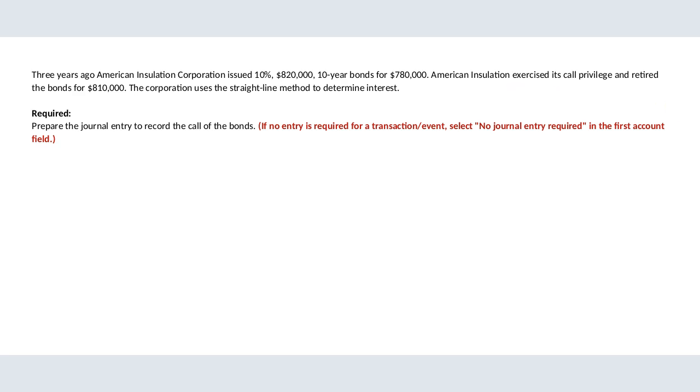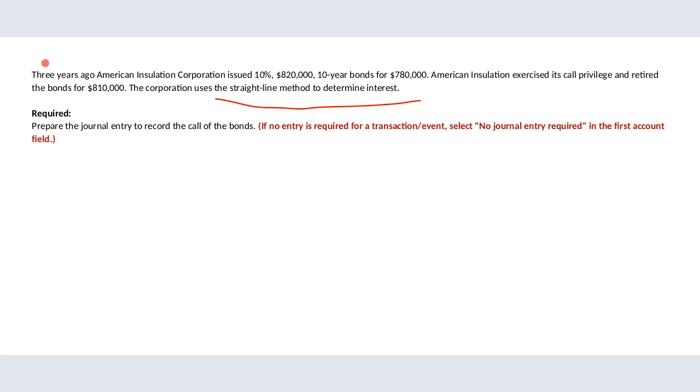Okay. And this story has a twist. The twist is that we're using the straight line method. I know I have stressed the effective interest method because I think that if you know the effective interest method, straight line is very easy, okay? Because effective interest is very difficult.